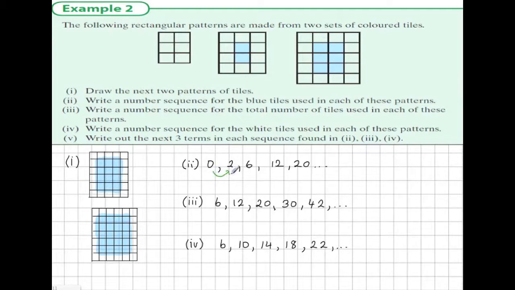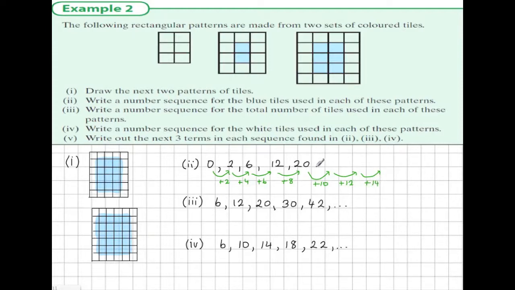Let's consider how much each term is incrementing. Going from 0 to 2, it's plus 2. 2 to 6 is plus 4. 6 to 12 is plus 6. 12 to 20 is plus 8. We can see a pattern forming here. The next term must be plus 10, then plus 12, and lastly plus 14.